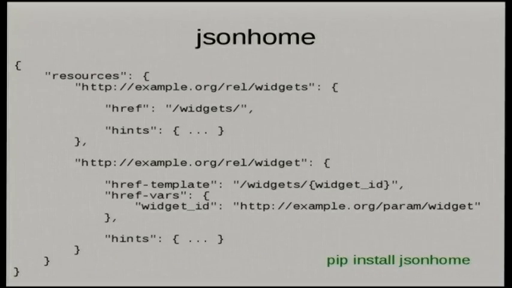JSON Home is essentially a basic implementation of exactly that. It's a dictionary of relationships and the URIs of where you can access those resources. The relationships are unique, and each of these resource bundles has either a href tag or a template and vars tag. So if you wanted to list widgets, you would go to /widgets, and if you wanted to get a specific widget, you would go to widget/widget ID, and it's very well defined what a widget ID is. So you're not going to get this wrong.